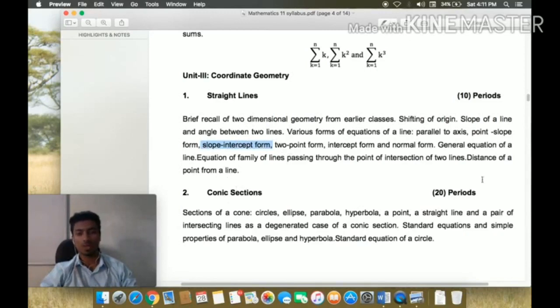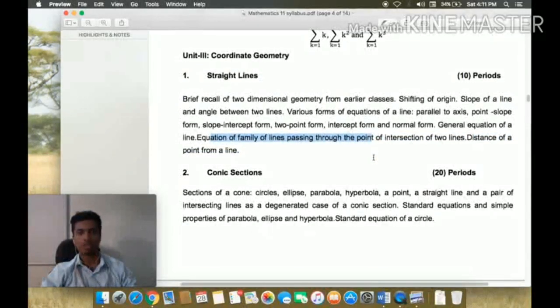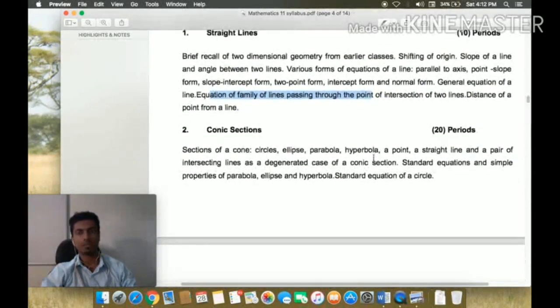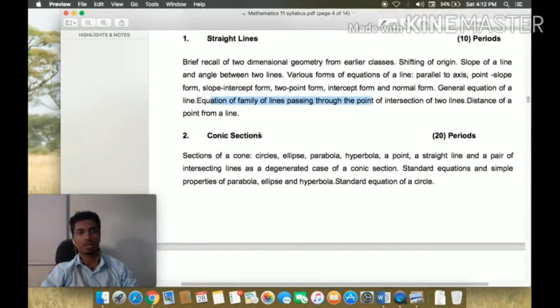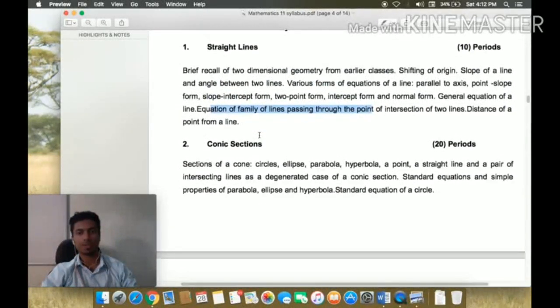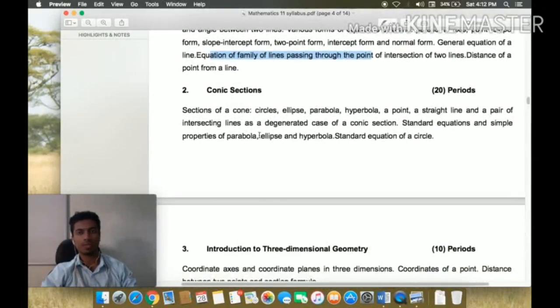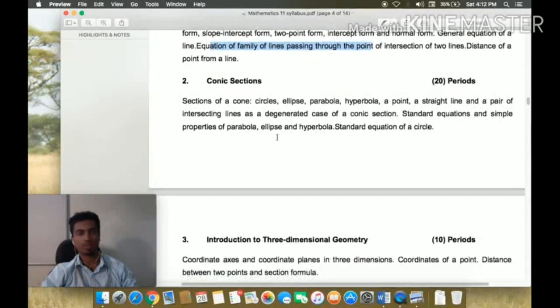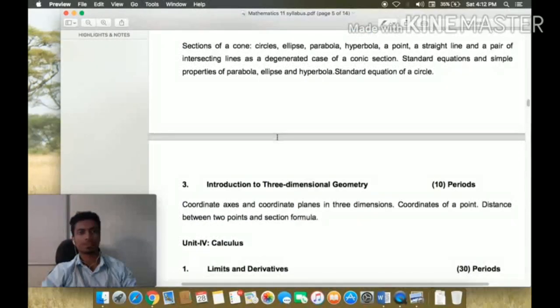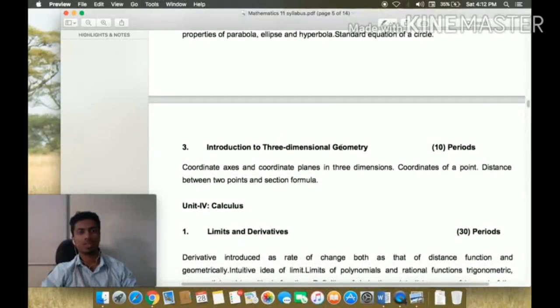Conic sections is the next part of coordinate geometry. Conic sections has circles, parabolas, ellipses. When you cut a cone, you see different sections, so it's basically finding equations of those sections. Third one is your three-dimensional geometry. Three-dimensional geometry has only a few applications in class 11, but a vast application in class 12. So in three dimensions we just find the distance between 2 points and the section formula, just as in 2D we have 3D.